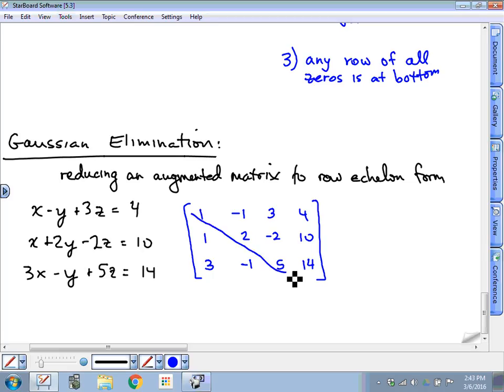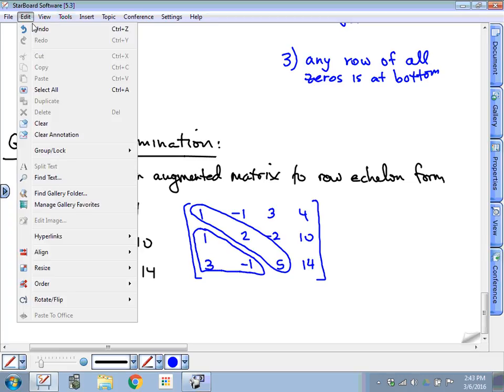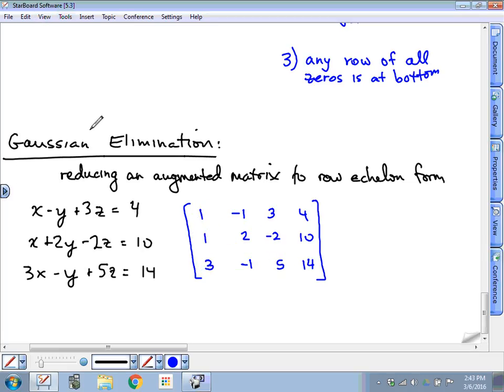If we look at this main diagonal here, those aren't ones, which they should be. And if you look here, those should all be zeros. So there's a little bit of work to do before we can get this into row echelon form. And it needs to be done in a particular order.